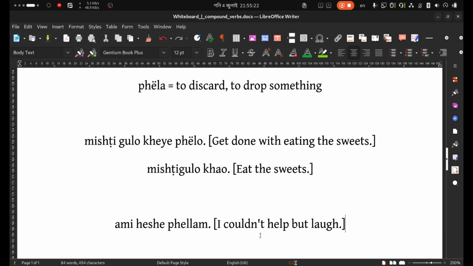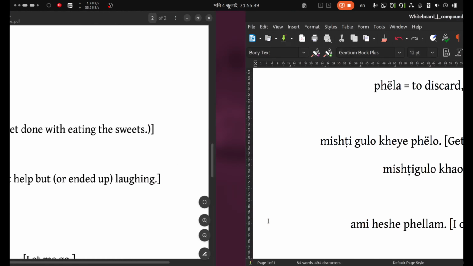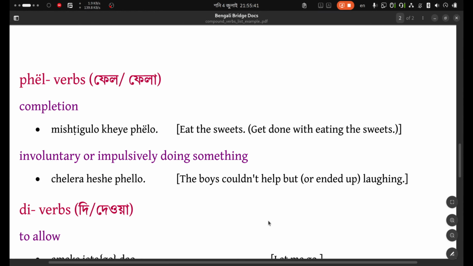I had to laugh. I didn't want to, but I had to. That type of action will fall under this category. The boys couldn't help laughing.